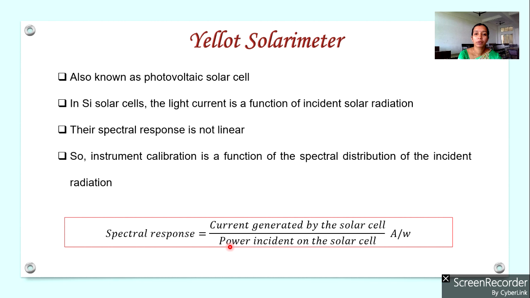So spectral response linear അല്ലാത്തതുകൊണ്ട്, that is എക്സാക്റ്റ് ആ സോളാർ റേഡിയേഷൻ്റെ പവറിന് കറസ്പോണ്ടിങ് ആയിട്ടുള്ളൊരു കറണ്ട് അല്ല നമുക്ക് കിട്ടുന്നത്, അത് രണ്ടും തമ്മിൽ ലീനിയർ റിലേഷൻഷിപ്പ് അല്ല. So while calibrating the instrument we have to consider the spectral distribution of the solar radiation also.